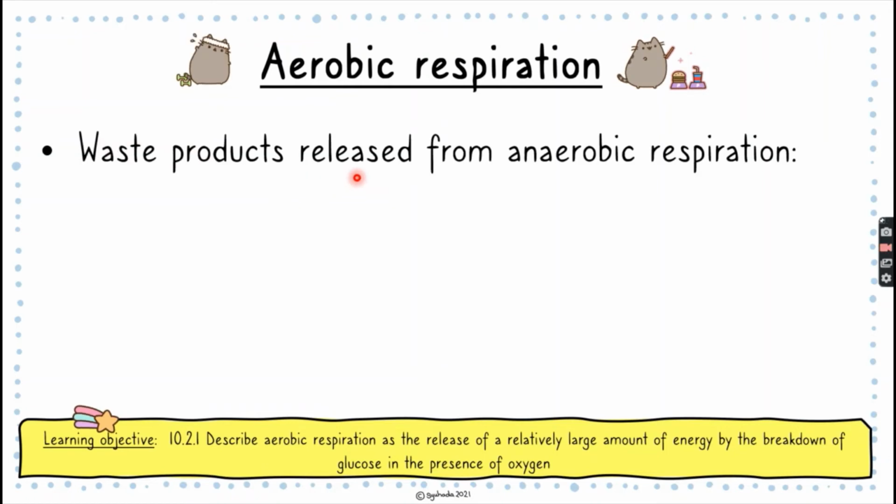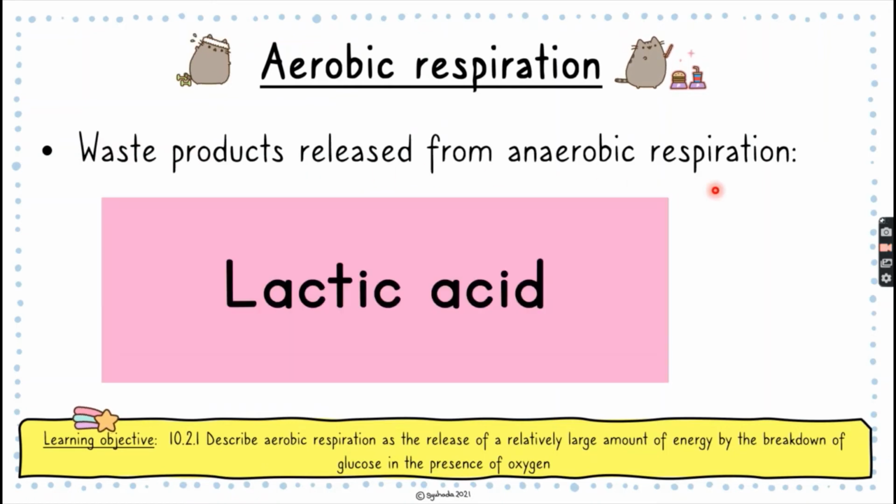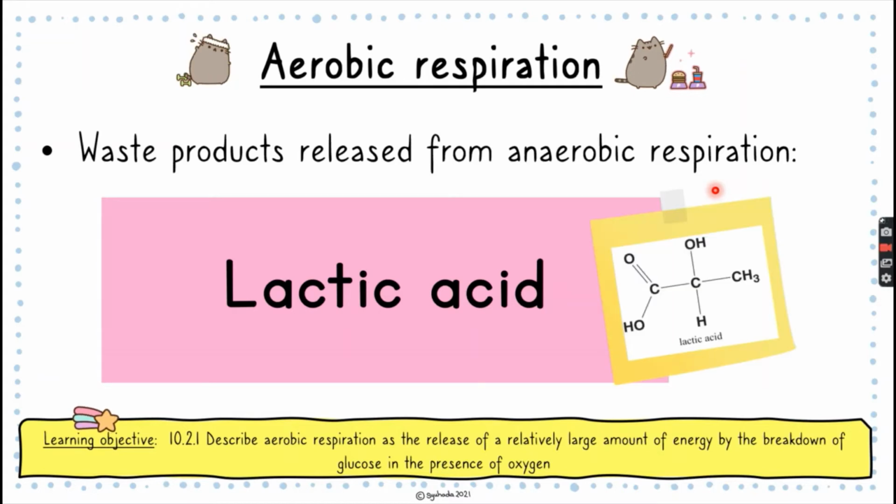So anaerobic respiration. The waste product released from anaerobic respiration is, for humans, lactic acid, and this is the formula for lactic acid. So here we have the word lactic acid, and in a future video we're going to talk about the accumulation of lactic acid and what it actually does to our body.